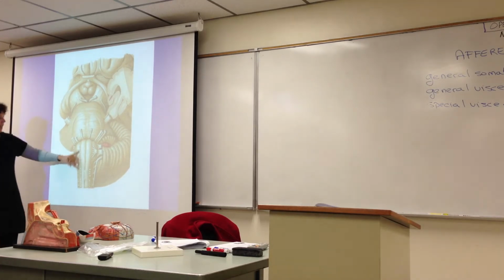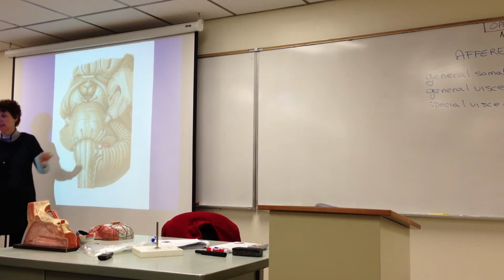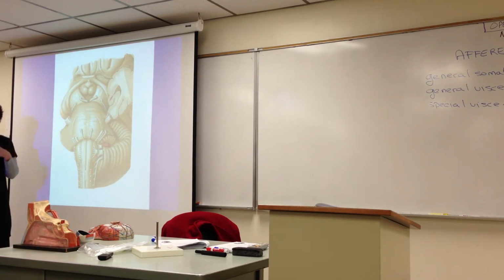Now you can see on this side are just rootlets. And here the rootlets have combined together to actually form the cranial nerve. So our models will vary. Some will show 2 clusters of rootlets, or all the rootlets will run together.